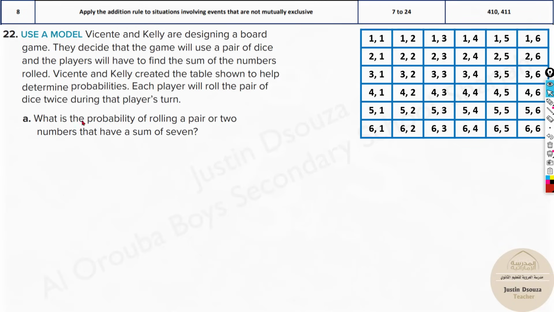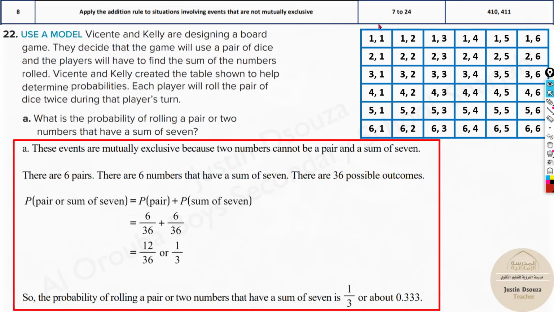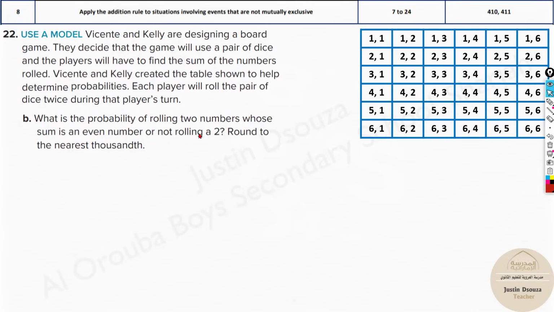So what is the probability of having a pair? 1, 1, 2, 2, 3, 3. There are 6 outcomes, right? And what about the numbers having the sum of 7? 1, 2, 3, 4, 5, 6. It's the same. So it's 6 by 36, the total possibility. You can just multiply 6 times 6, 36. Plus sum of 7 is also 6, so it's 6 by 36. And they are mutually exclusive, so nothing extra, no minus. What is the probability of rolling two numbers whose sum is an even number or not rolling a 2?